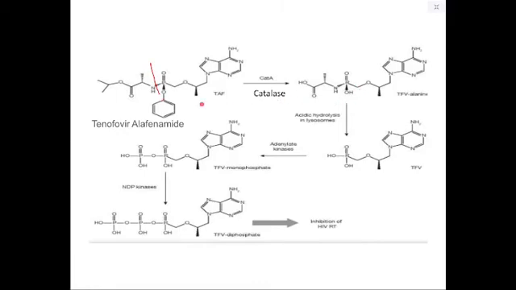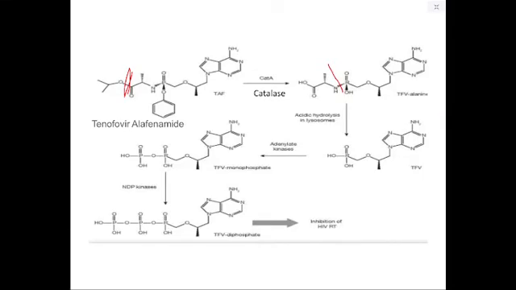Sorry, it's cleaving at the ester. The enzyme is cleaving at the ester there. So it is removing the isopropoxy group, and now it's giving us the tenofovir alanine, because our tenofovir is up to there, and that is alanine.